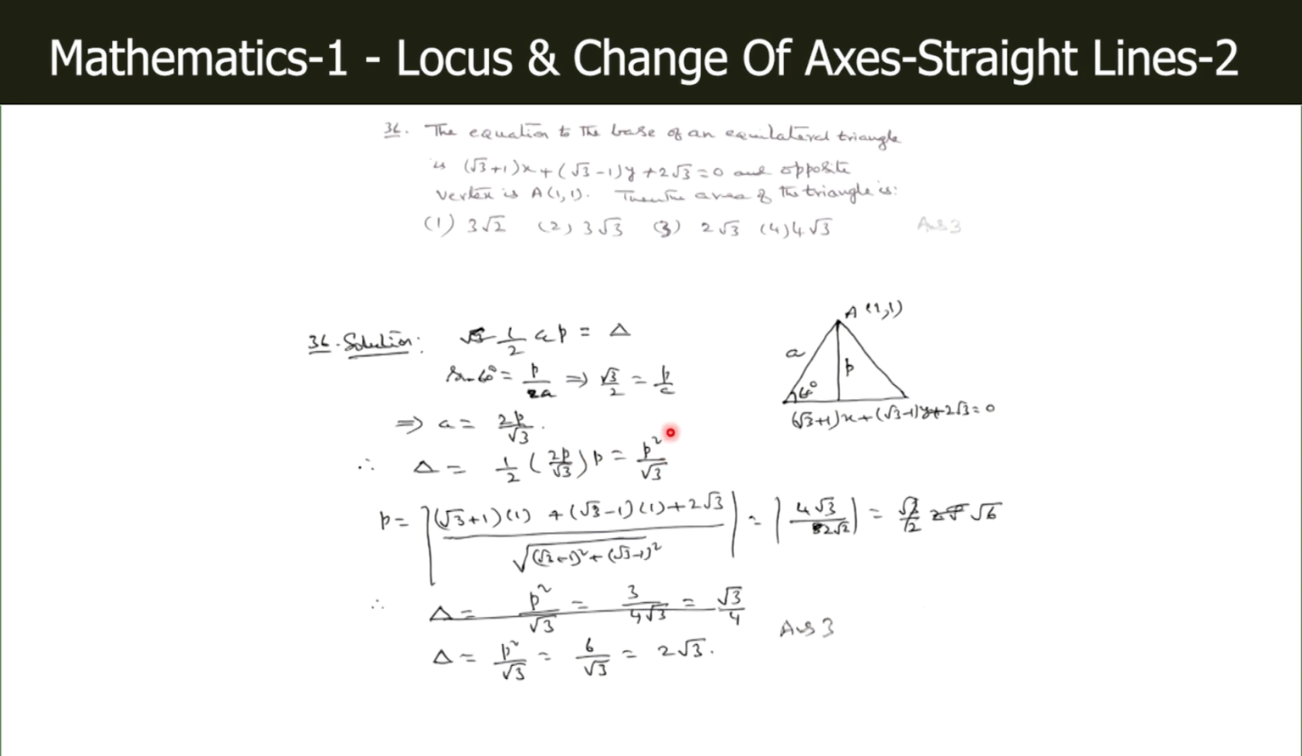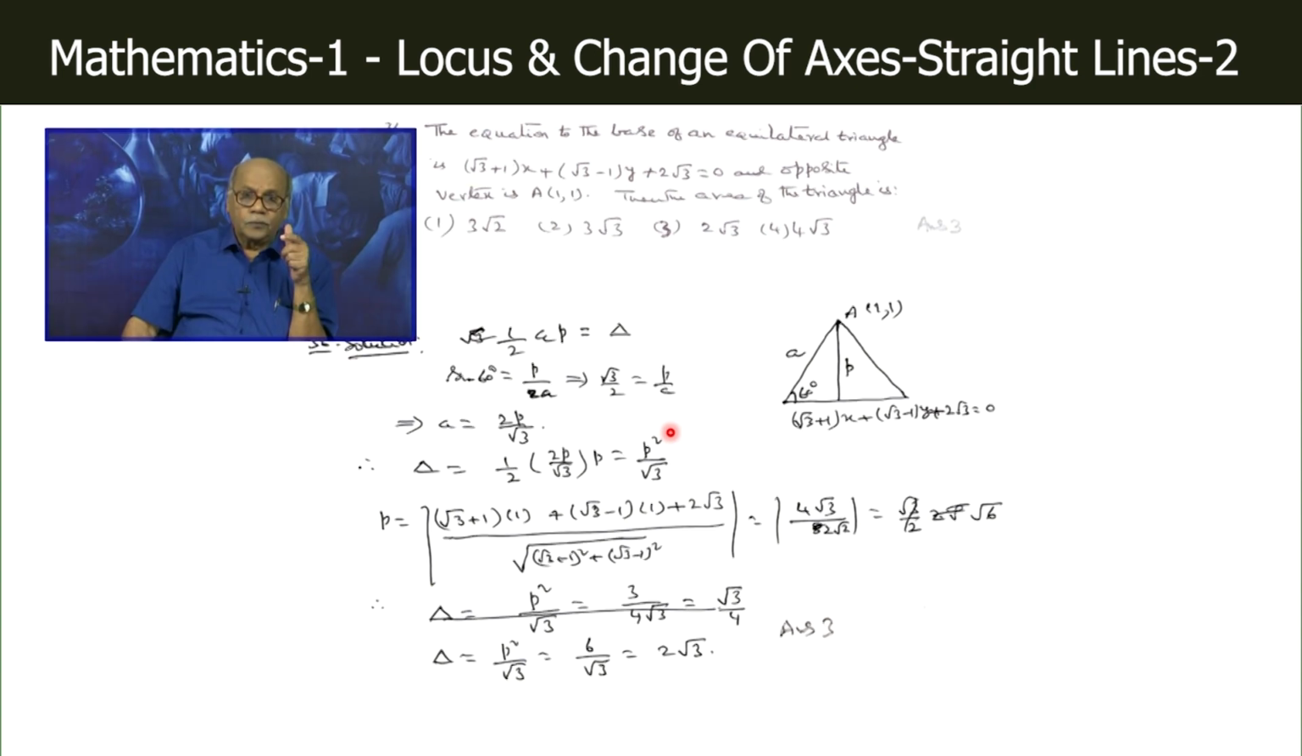So that means the area of an equilateral triangle in terms of the altitude from a vertex onto the opposite side is nothing but p square by root 3.